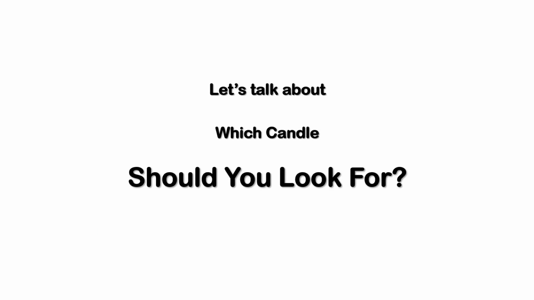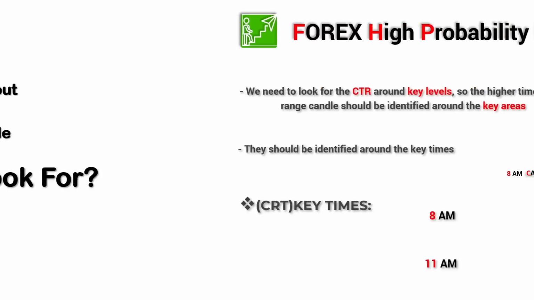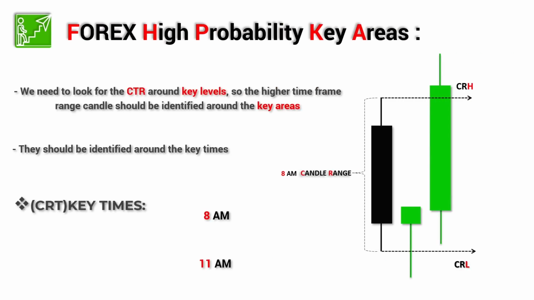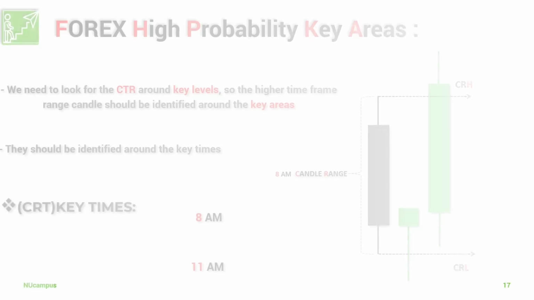Which candles should you actually look for to trade? Traditionally, the classic method looks for large range candles that form around key times, like 8 a.m. or 11 a.m. market opens. But let's be real. That approach can be inconsistent. Sometimes it works, other times it doesn't. So I developed my own method, and it's been working extremely well. Here's how I do it.